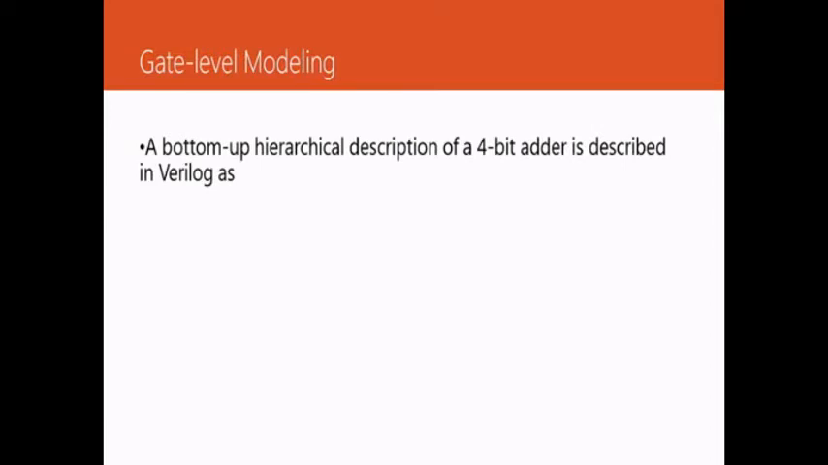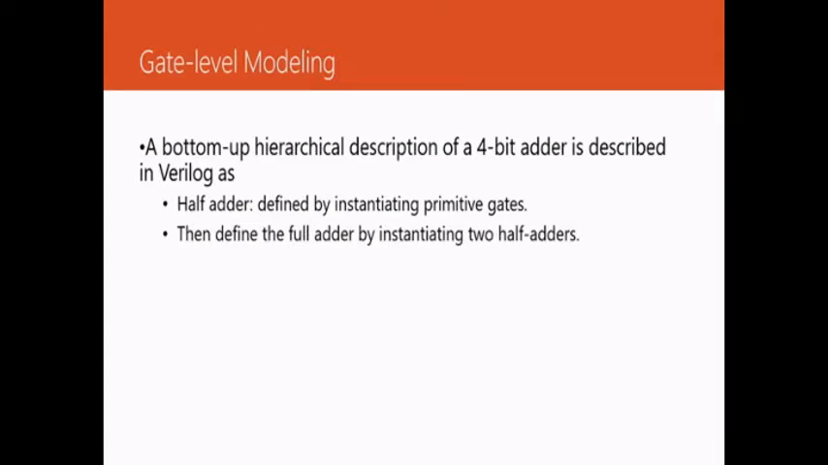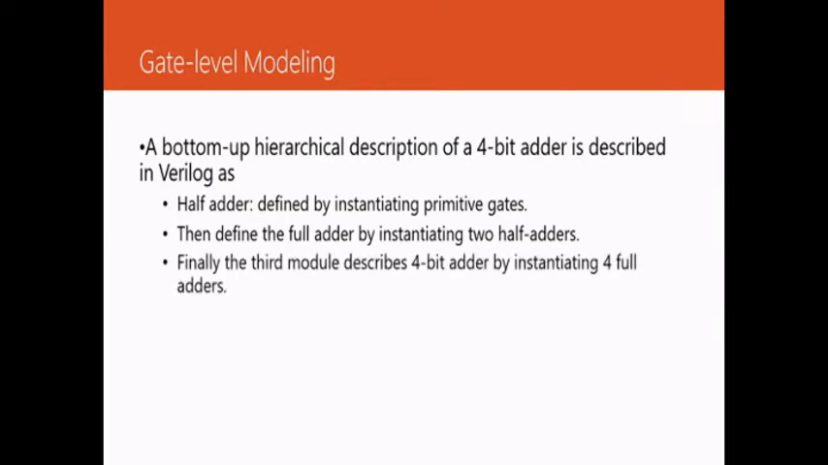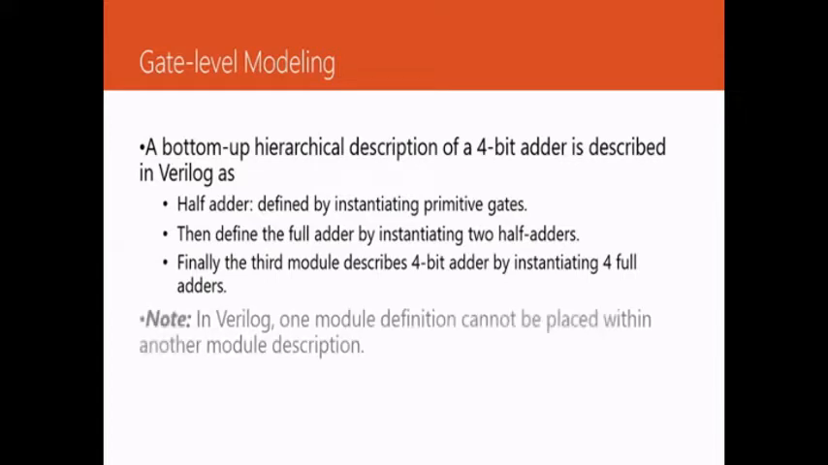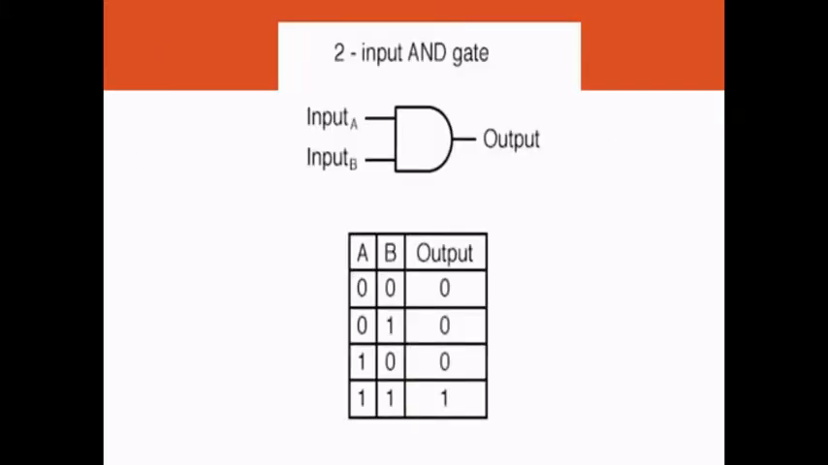A bottom-up hierarchical description of a 4-bit adder is described in Verilog as follows. We have a half adder defined by instantiating primitive gates. Different gates are combined to create a half adder, and then we define the full adder by combining the 2 half adders. Finally, the third module describes the 4-bit adder by instantiating 4 full adders. Note that in Verilog, one module definition cannot be placed within another module description. So let's proceed with our example.